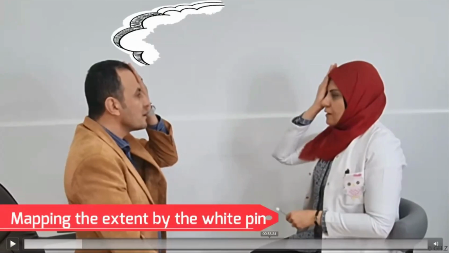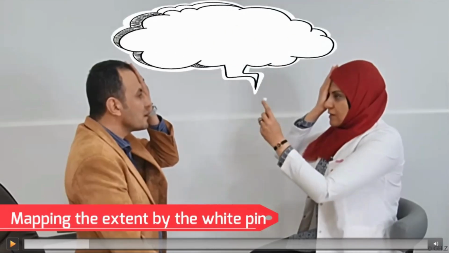I think the degree of the peripheral visual field, like the outline. Yes, the outline of the peripheral. So remember the concept of the hill of vision. You have an island. You try to map or outline the border of the island. So you are going to bring the pin from non-seen to seen, like the first point where the patient can see the white pin.